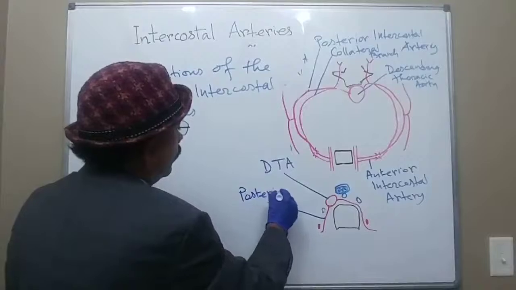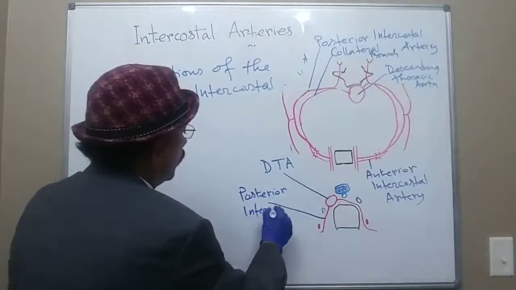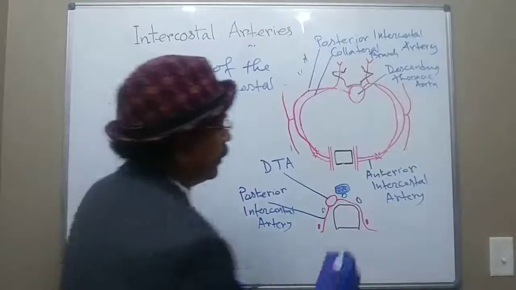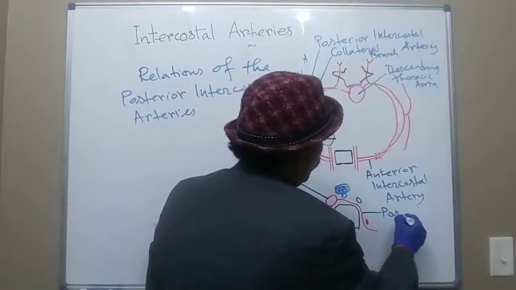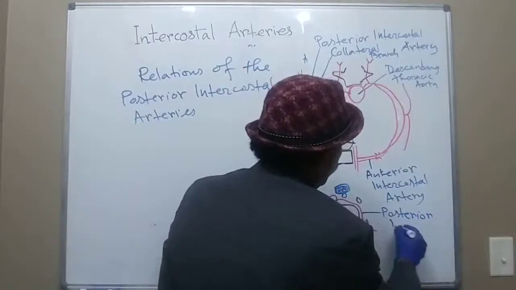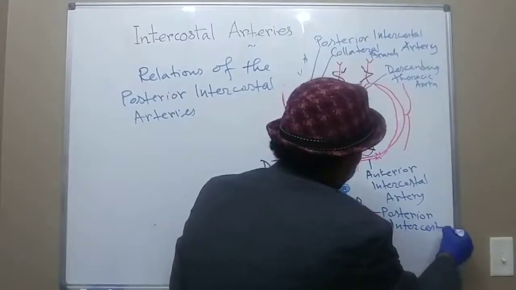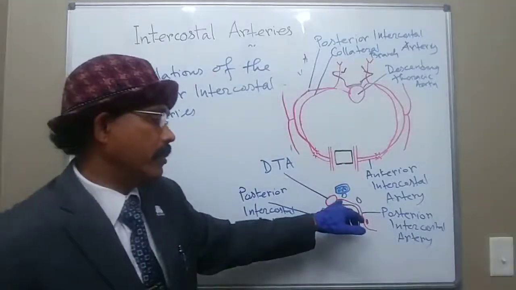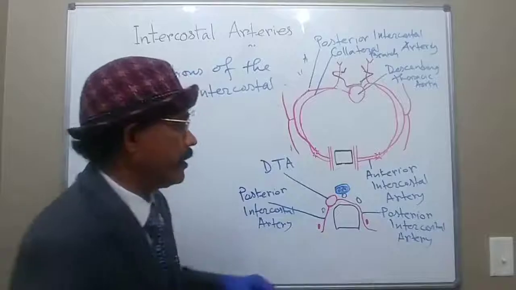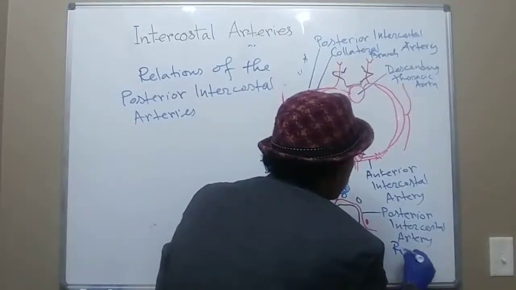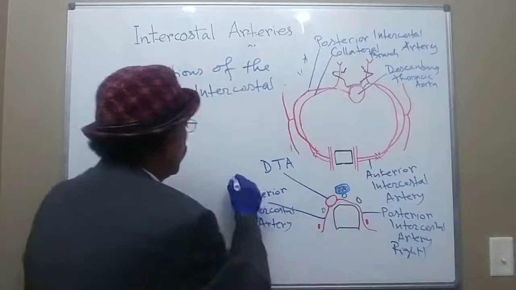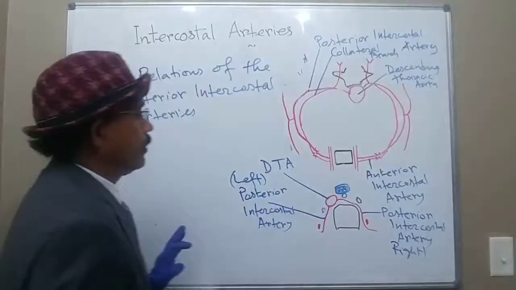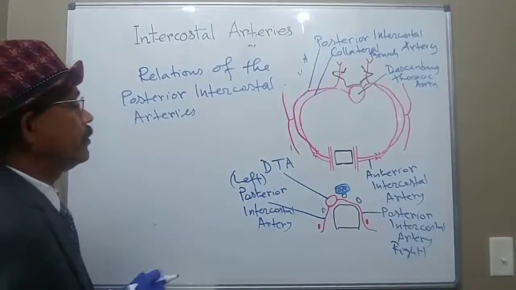Posterior intercostal artery. So this is another posterior intercostal artery. So which is left, what is right? Right posterior intercostal artery should be longer. This is the right posterior intercostal artery. This is the left posterior intercostal artery. This is shorter. Okay, so now we'll learn some relationship.